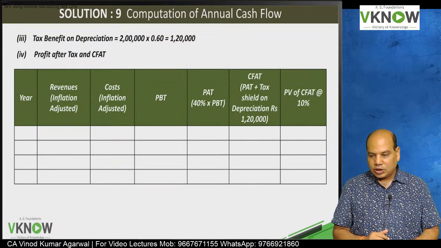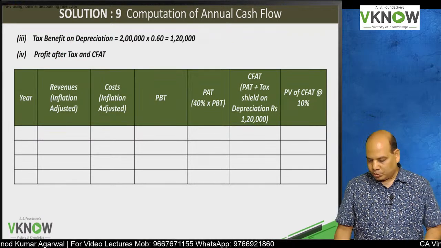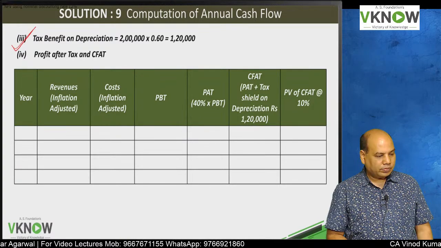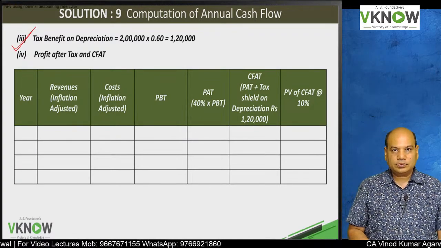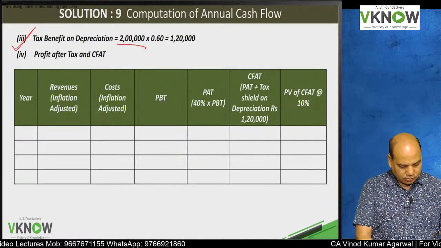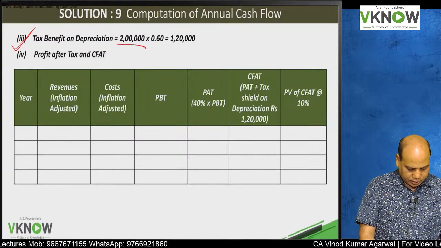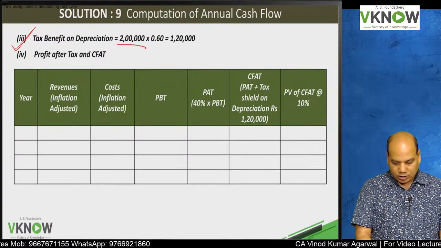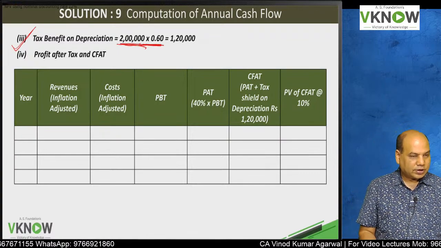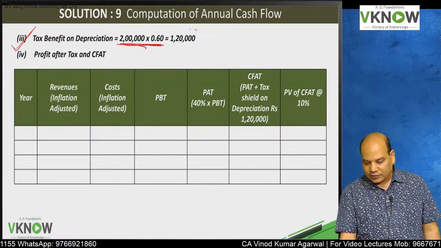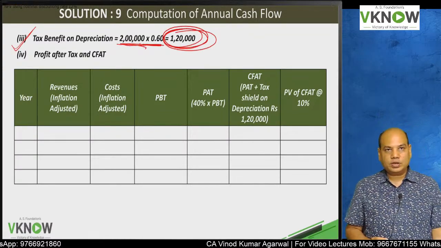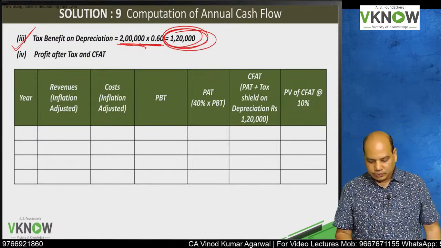Below that, write down step number 3, tax benefit on depreciation. The depreciation amount given to you is 2 lakh and the tax rate is 60%. So the annual tax saving due to depreciation will be 1,20,000.